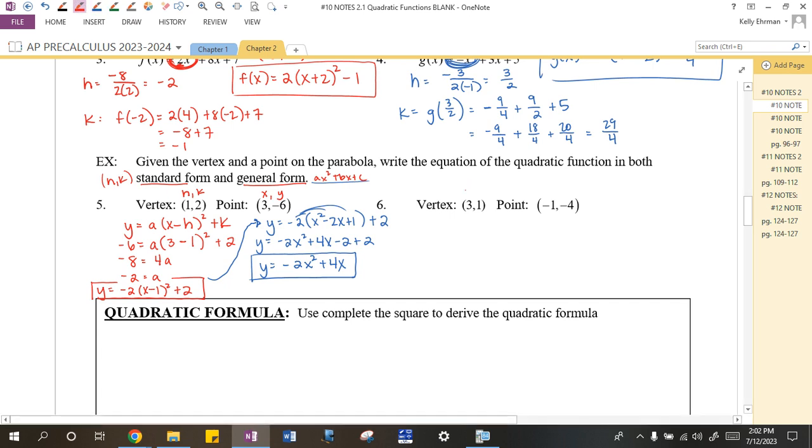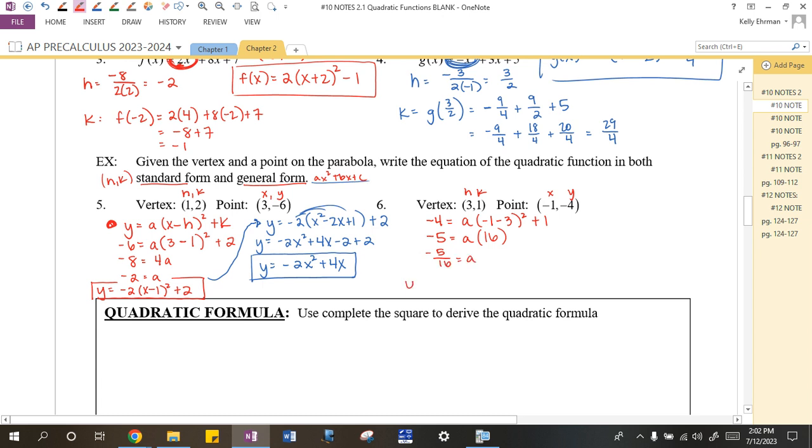Okay, same thing, different vertex, different point. So here's hk, here's xy. I'm not going to write the generic form over again. I'm just going to use this first line and plug right in. So -4 is y. That equals some a times -1 minus 3 squared plus 1. Subtract 1 over. -4 squared is 16. Divide by 16.